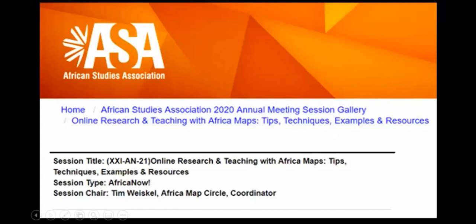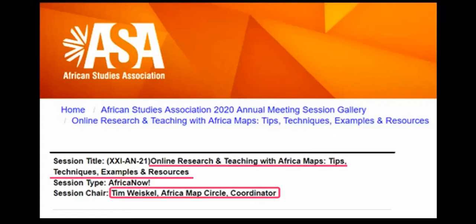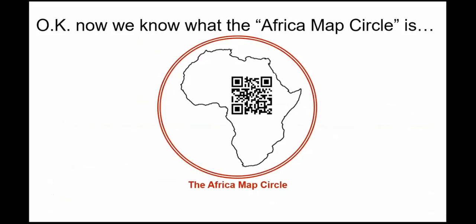At the African Studies Association last year, there was a special panel devoted to this. It's called Online Research and Teaching with Africa Maps, Tips, Techniques, Examples, and Resources. And it was put together by the Africa Map Circle, coordinated by them as one of the special sessions. It was highly successful, an international meeting, and in some sense it served as a proof of concept of what could lie in store for an even more ambitious effort.